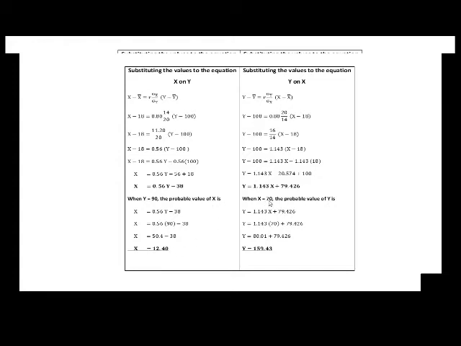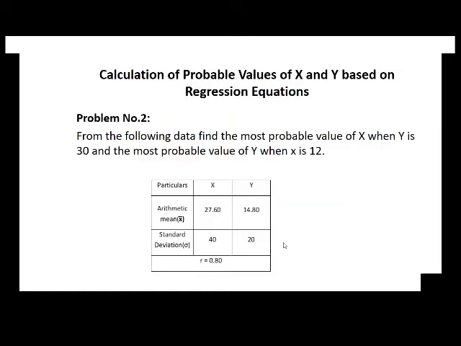When x is equal to 70, the probable value of y is 159.43. Same like, I can solve the second problem of regression equations based on x on y and y on x. From the following data, find the most probable value of x when y is equal to 30, and the most probable value of y when x is equal to 20.